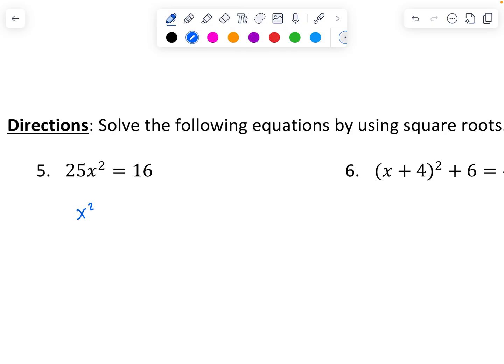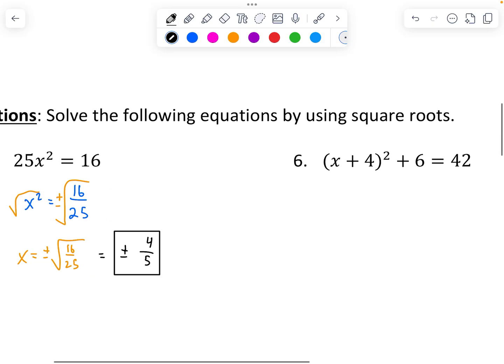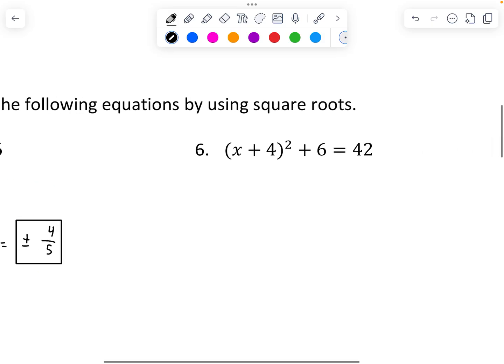So the first step on this one is divide both sides by 25. And now I can square root both sides. So I'll show that here. But remember, whenever you square root both sides, you got to put that plus or minus. So you get x equals plus or minus the square root of 16 over 25. But you can square root both of those numbers, so it's just plus or minus 4 over 5. For square roots of division or multiplication, you can just square root each number individually, and that works. Not for addition or subtraction, though.